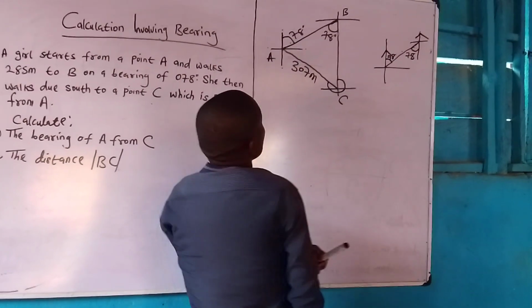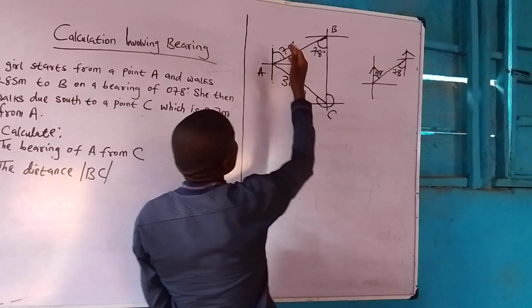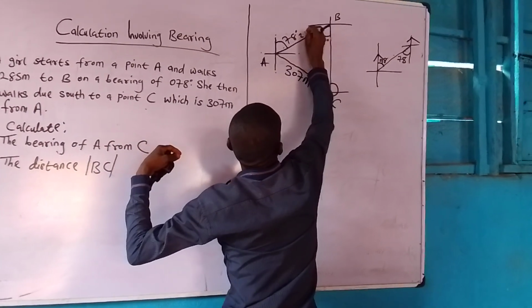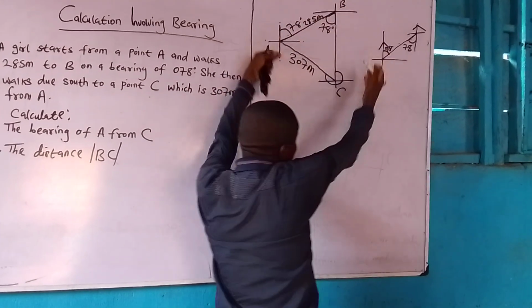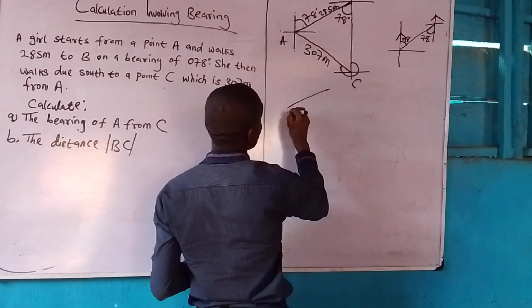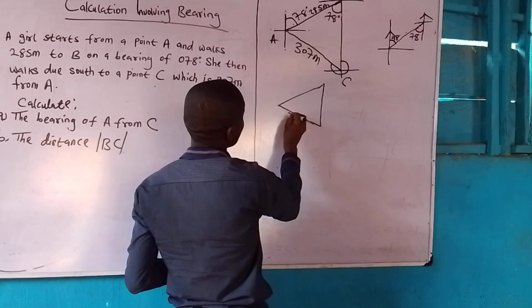So now what are we going to do? What we're going to do is very, very simple. We have already gotten, okay, I didn't write this number. This is 285 meters. Then we can just extract this as a triangle. We can bring this out to look like this, something like this.